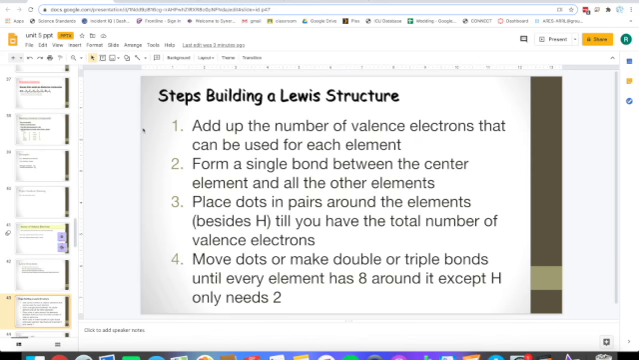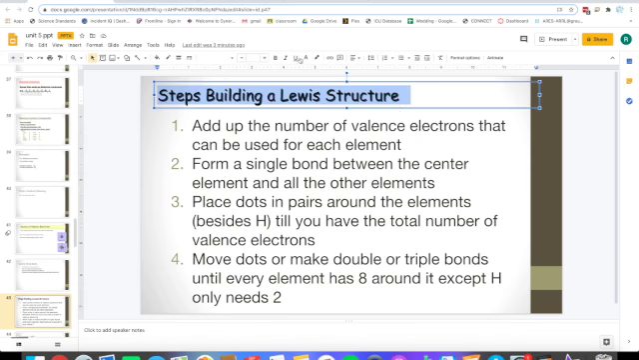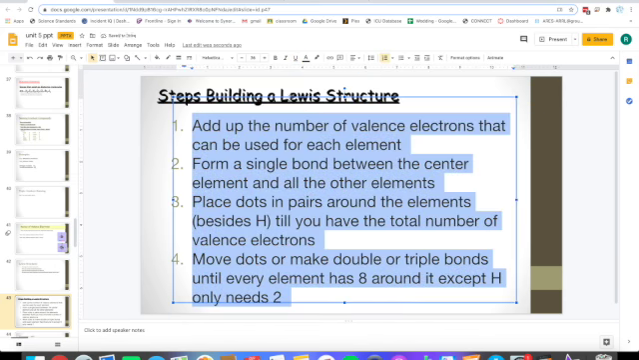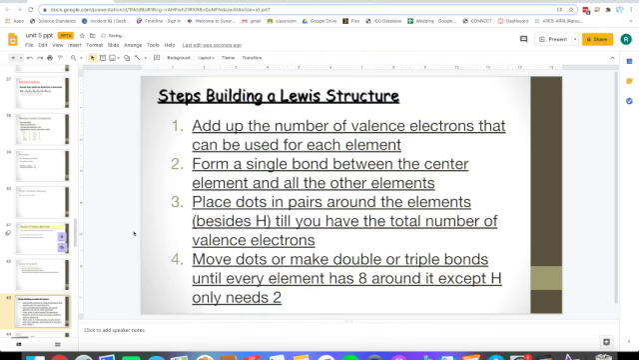Steps in building the Lewis structure. You do need to write down all of these steps in your notes section. So step 1, add up the number of valence electrons that can be used for each element. Step 2, form a single bond between the center element and all the other elements. Step 3, place the dots in pairs around the elements besides hydrogen till you have the total number of valence electrons that you found out in step 1. And then step 4, move dots or make double or triple bonds until every element has 8 around it except for hydrogen, which only needs 2.